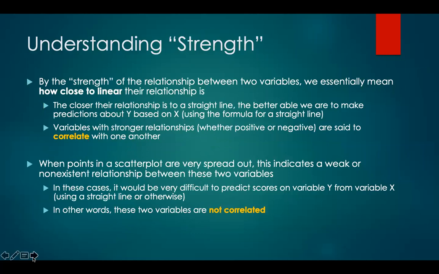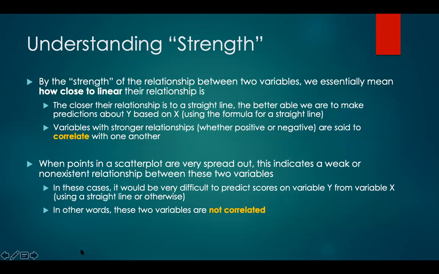So by the strength of the relationship between two variables, we essentially mean how close to linear is their relationship. The closer the relationship is to a straight line, the better able we are to make predictions about y based on x, using the formula for a straight line. Variables with stronger relationships, whether positive or negative, are said to correlate with one another.